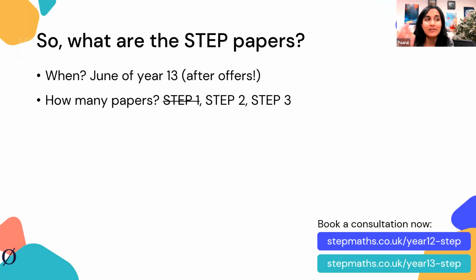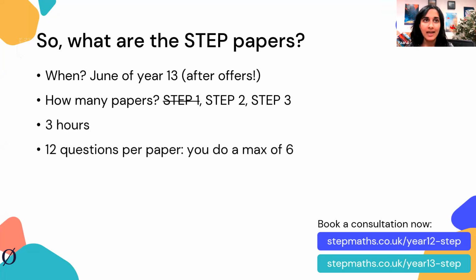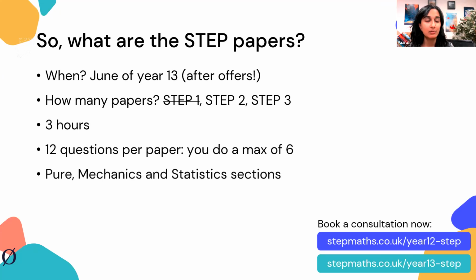But now step 1, the easier one, doesn't exist. So the easiest, quote unquote, thing you can do is step 2. So it has made it a bit more challenging. It's a 3-hour paper, and you get 12 questions per paper, and you do a maximum of 6. And the questions are split between pure maths, mechanics, and stats.